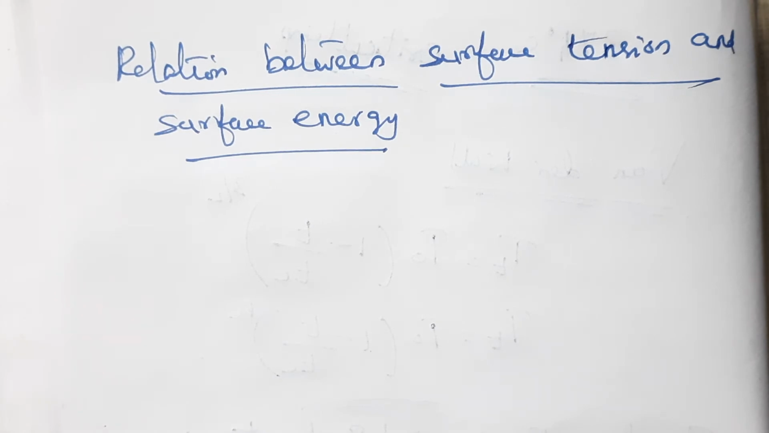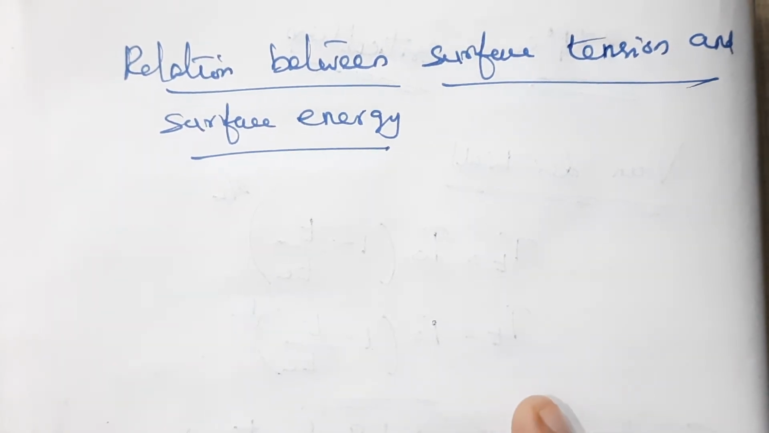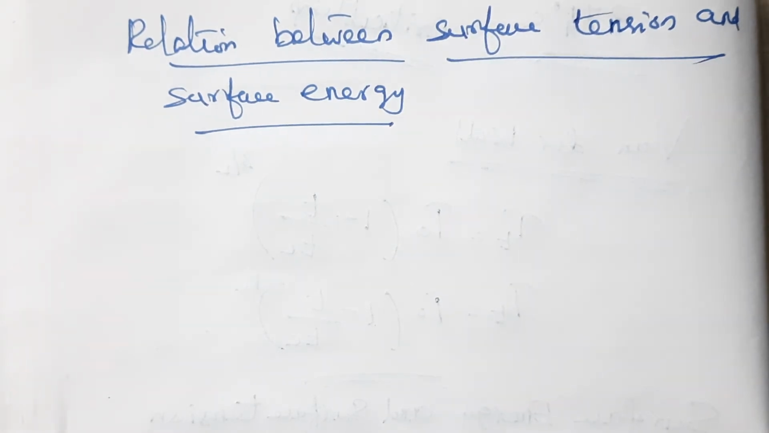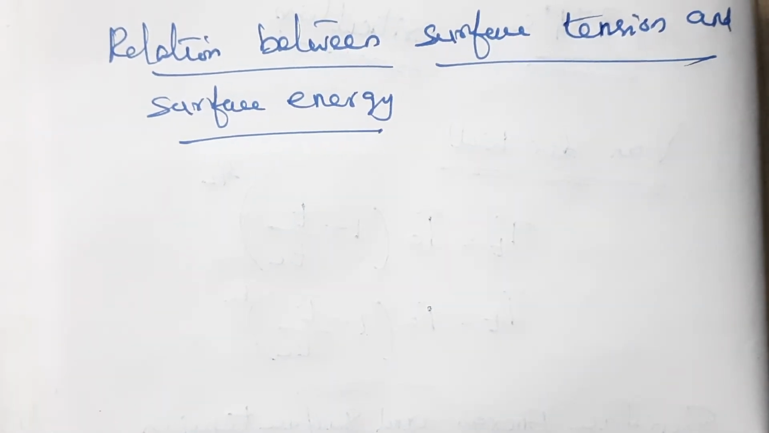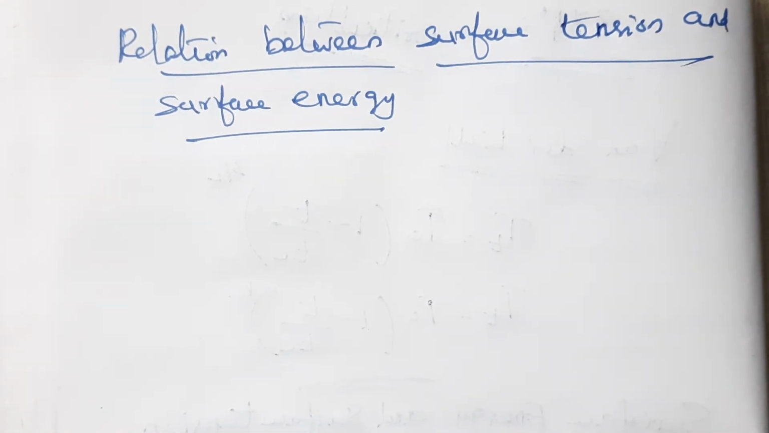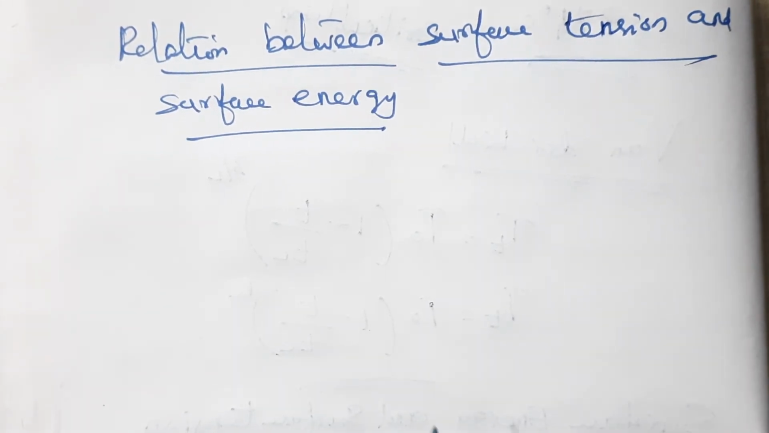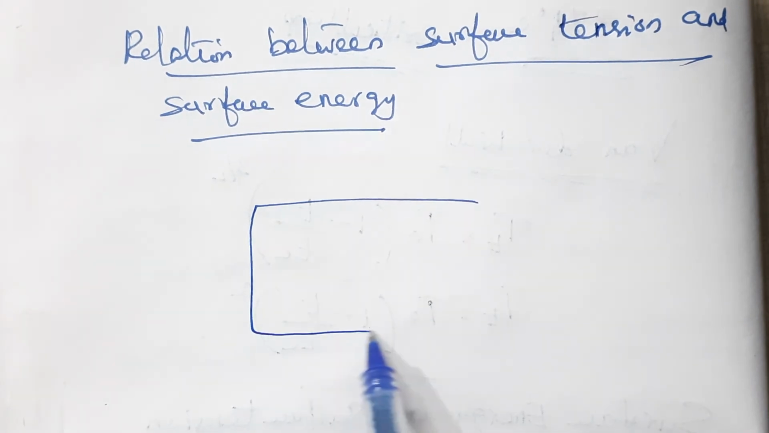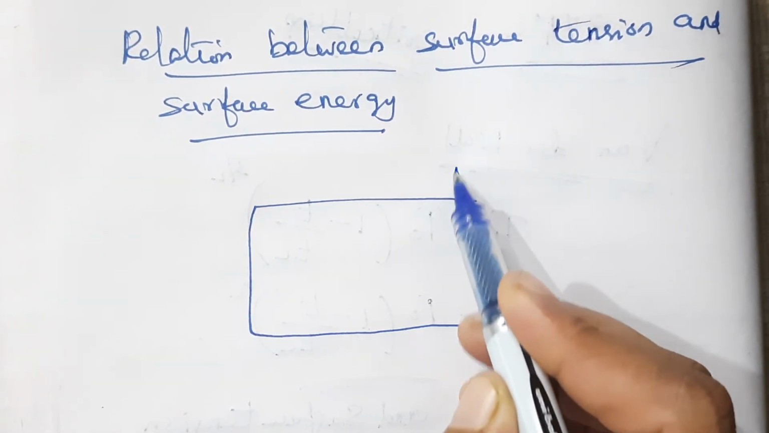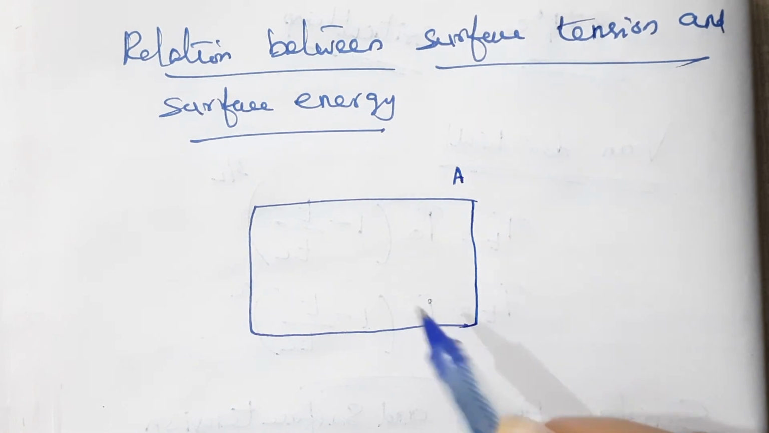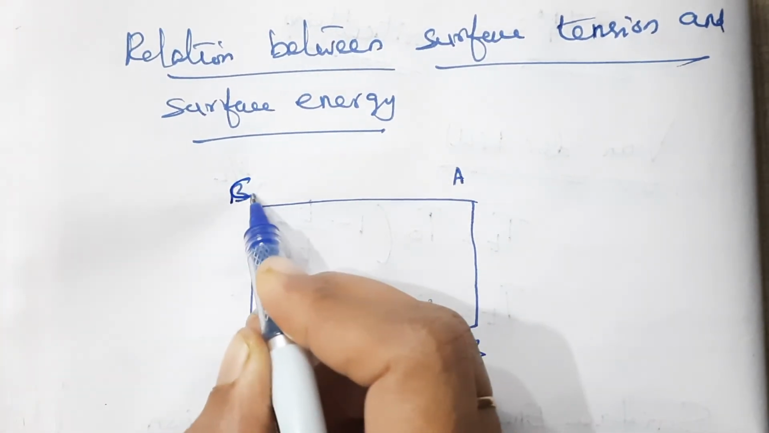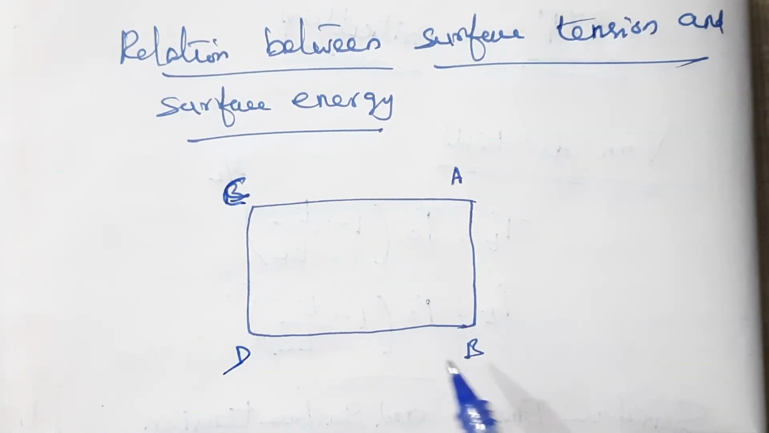Let's see the relation between surface tension and surface energy. Consider a soap solution. In that soap solution, we are going to dip a rectangular frame of wire, A, B, C, D. This is A, this is B, this is C, and this is D.